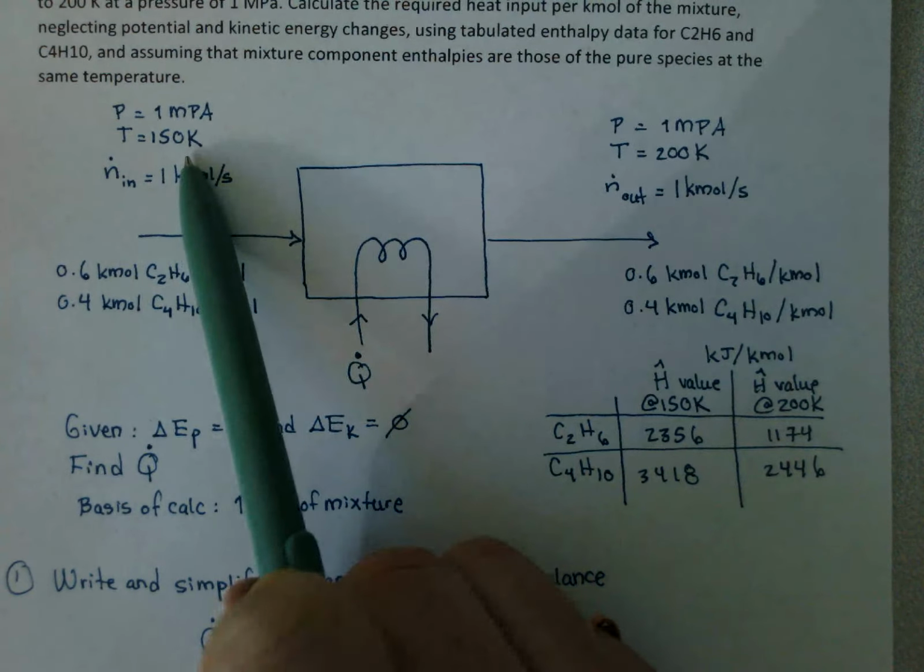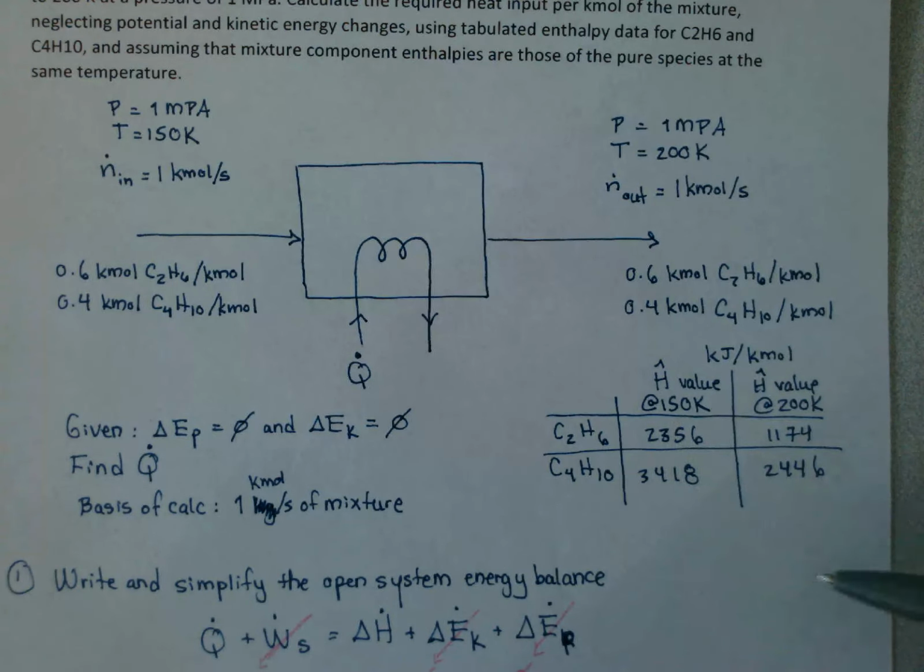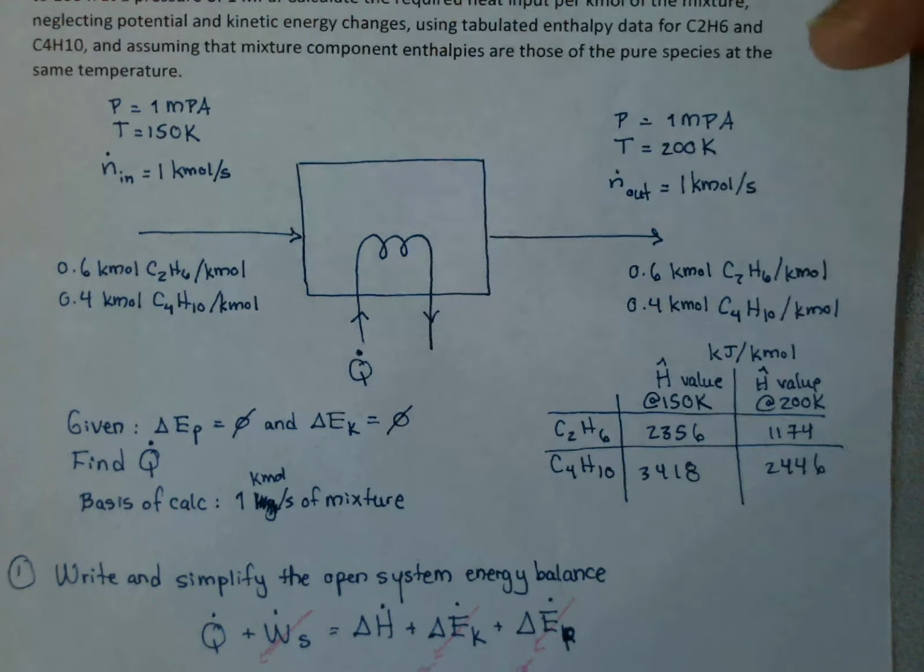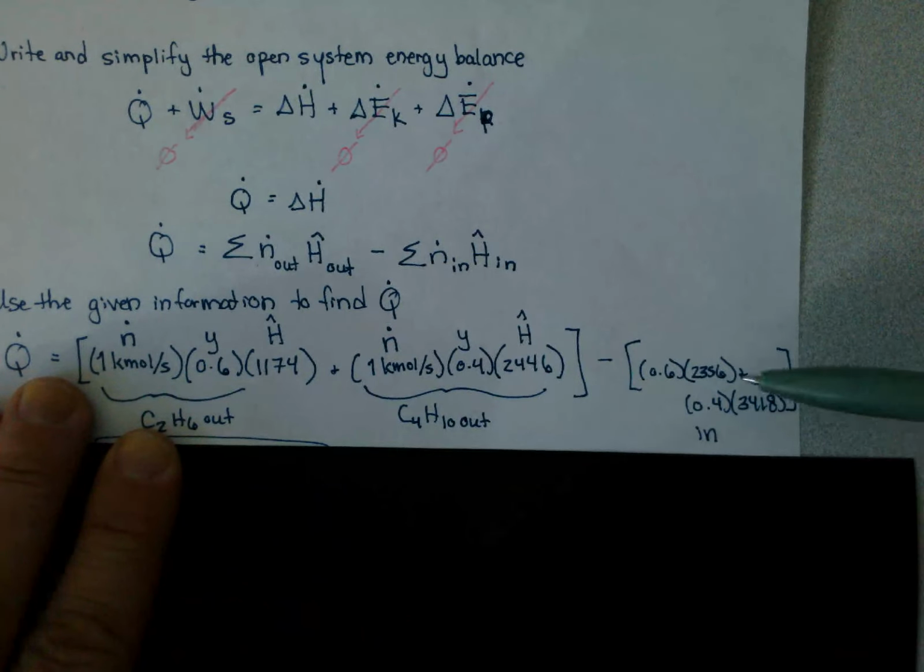Temperature coming in is 150 K. Temperature coming out is 200 K. So what that's telling us is that we need to make sure that we're grabbing the out values because the out is what comes first, right? Out minus in. So the same thing is happening over here.